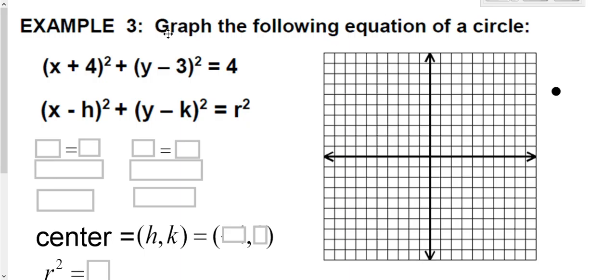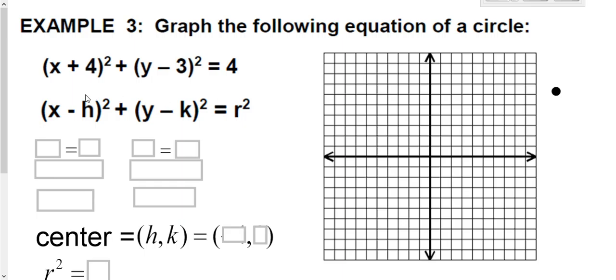So this is example 3: graph the following equation of a circle. They give us the equation, the quantity x plus 4 squared plus y minus 3 squared equals 4. They're giving us the information about the center and the radius squared, actually, so we can figure out the radius. Once we have the center and the radius, it's pretty easy to graph a circle.